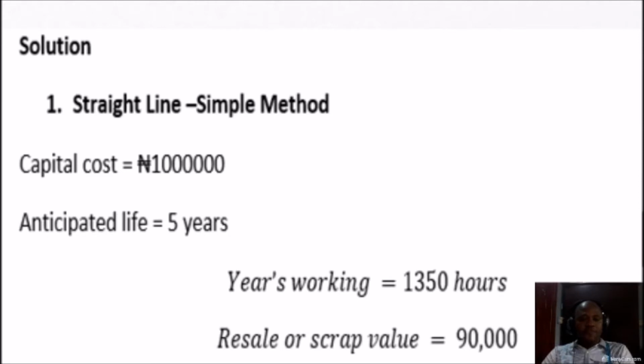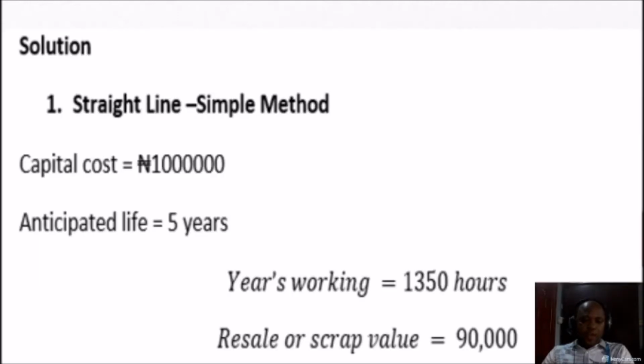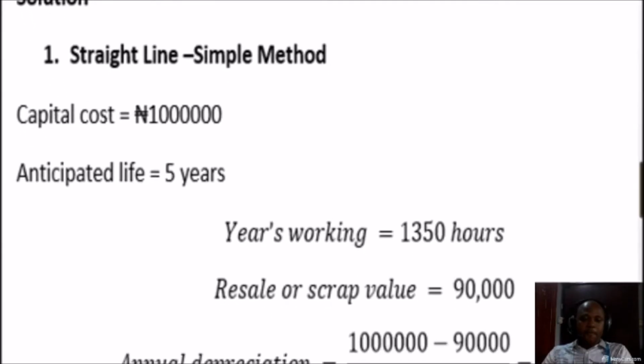Here we have the capital cost of the equipment, from the question given to us as ₦1 million. You can see it here, ₦1 million. That is, capital cost is equal to 1 million. Anticipated life is equal to 5 years. Then it is expected to work for 1,350 hours. Then the resale or scrap value is 90,000 naira. That is, after working for 5 years, we sell it as scrap value for 90,000 naira.